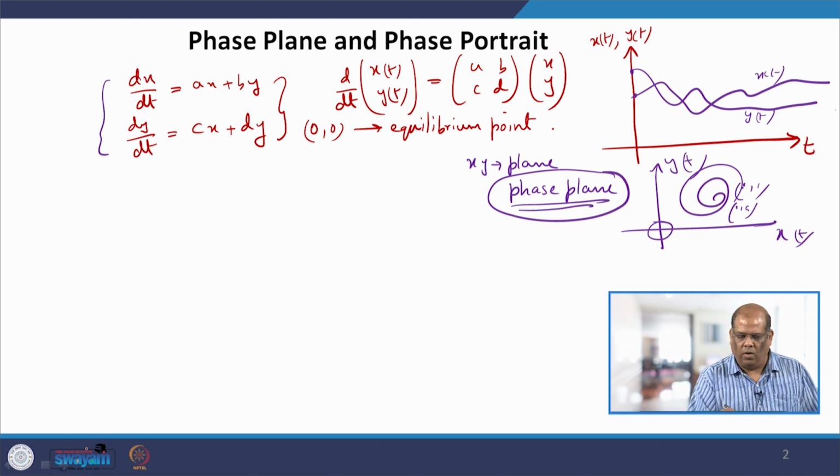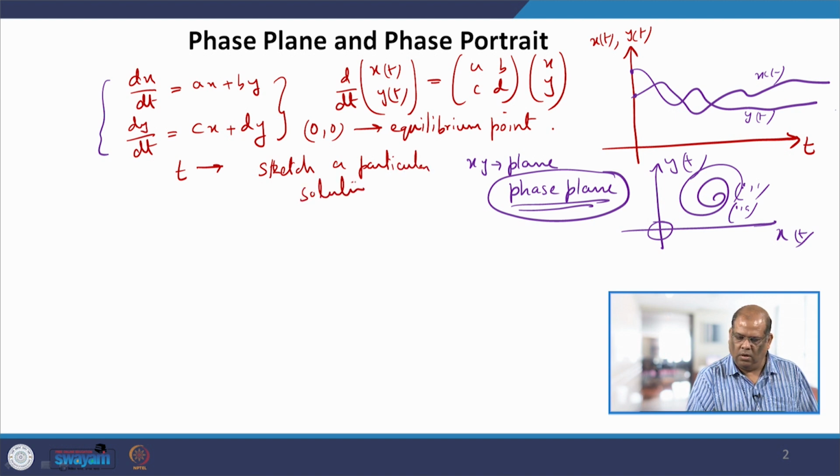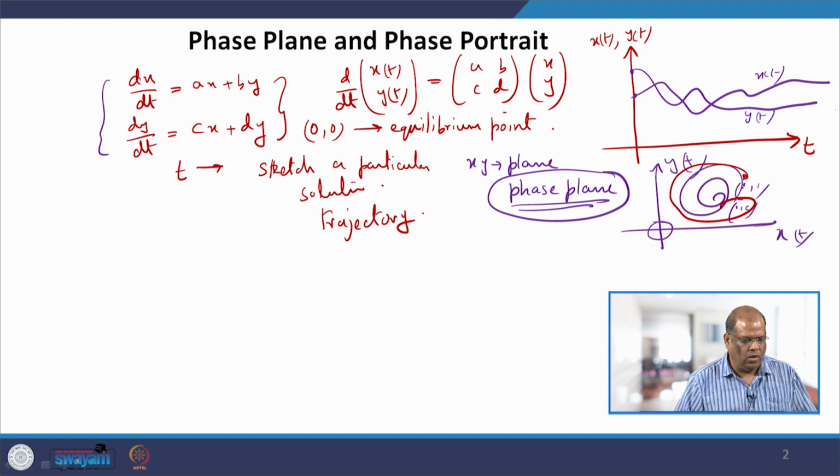So, you put one value of t, a particular value, and you sketch a particular solution. You have started with some initial condition here and you got a curve. That is called the trajectory, the trajectory of the solution.